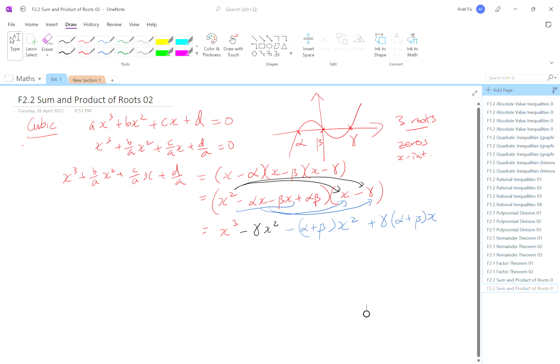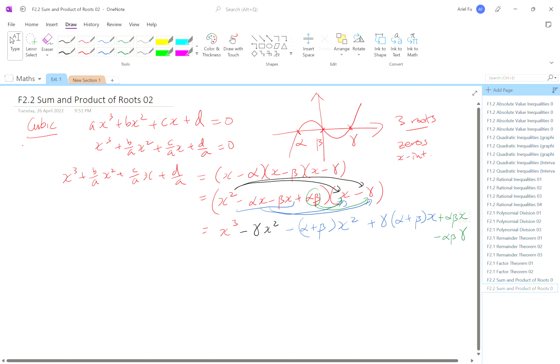This times this will give me minus minus, so that will be plus gamma times alpha plus beta, x. Then the last part: the last thing times this gives me plus alpha beta x, and this times that is minus alpha beta gamma. You have to be very careful here, one mistake and you're not going to get it. That's the expansion of it.